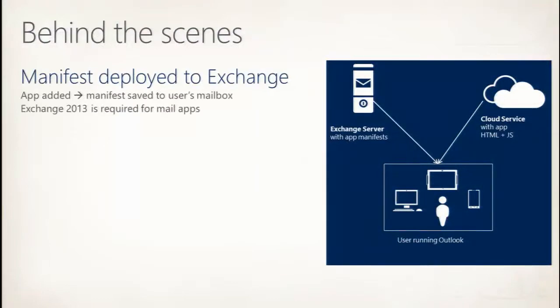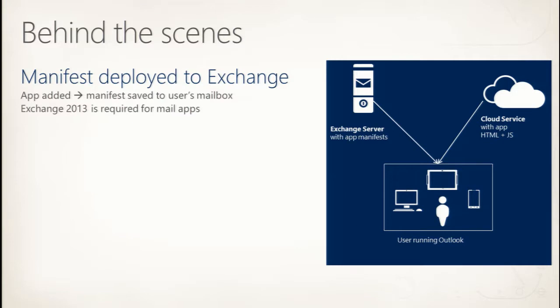Let's dig in a little deeper. So how do mail apps actually work? Well, when the admin or the end user adds or deploys the app, what really happens is that the manifest is deployed. Mail apps, just like task pane and content apps, consist of a manifest and an HTML and JavaScript portion. So the manifest is deployed into Exchange. Specifically, it's saved to the user's mailbox.